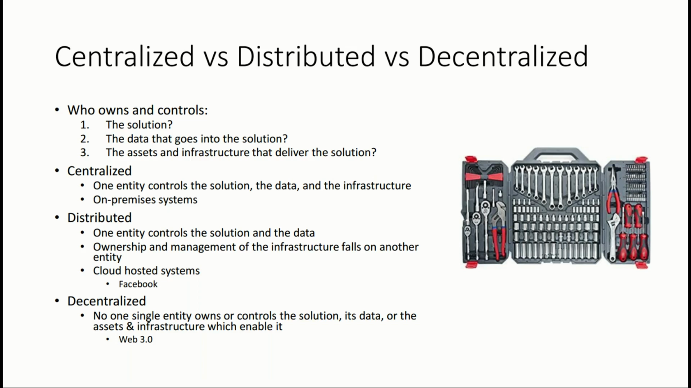And finally, who's going to own that third piece? The assets and infrastructure which deliver the solution. Well, if Ford and Volkswagen are hosting their network nodes on-prem, then again, they would share ownership of that. If they choose to outsource that to host in the cloud with providers like Azure or AWS or Oracle or IBM or more, well, then they've given up centralized ownership and control of that third component as well. And Web 3.0 based solutions fall into this decentralized category.